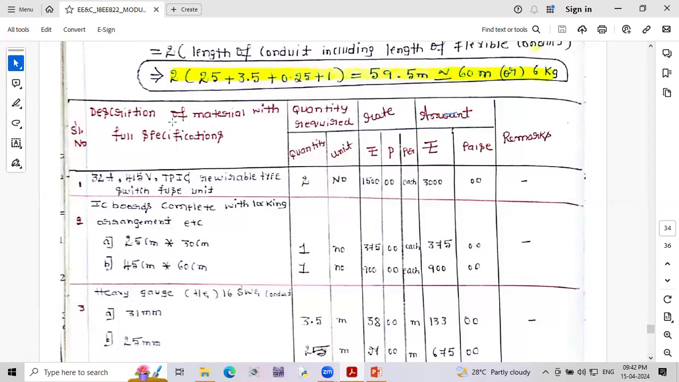Okay, serial number, description of the material, quantity required, rate, amount, remarks. First one I said TPIC switch. TPIC reversible type fuse unit. Two quantity we required, so the unit is number, 1,500 rupees per each, total 3,000 rupees. Next one, IC boards, routing arrangement 25 cm into 30 cm, 45 cm into 60 cm. Each one number is needed, 375 rupees per one, 100 rupees per one, total 900 rupees, total the same value comes.